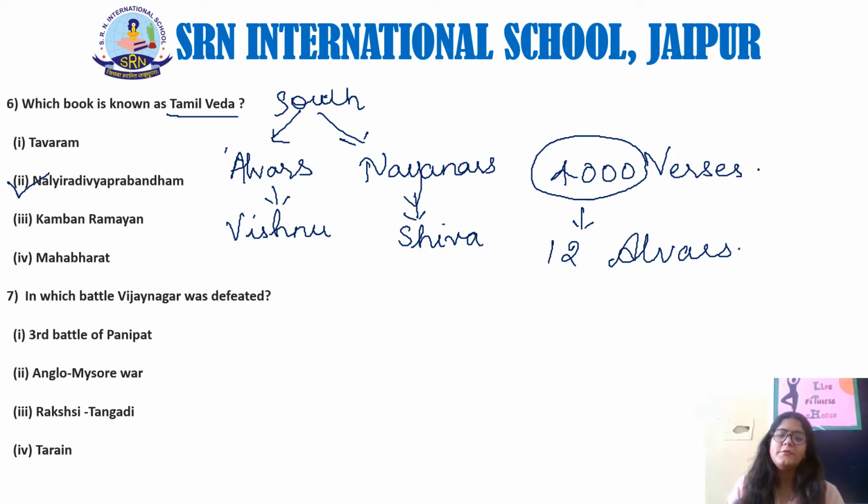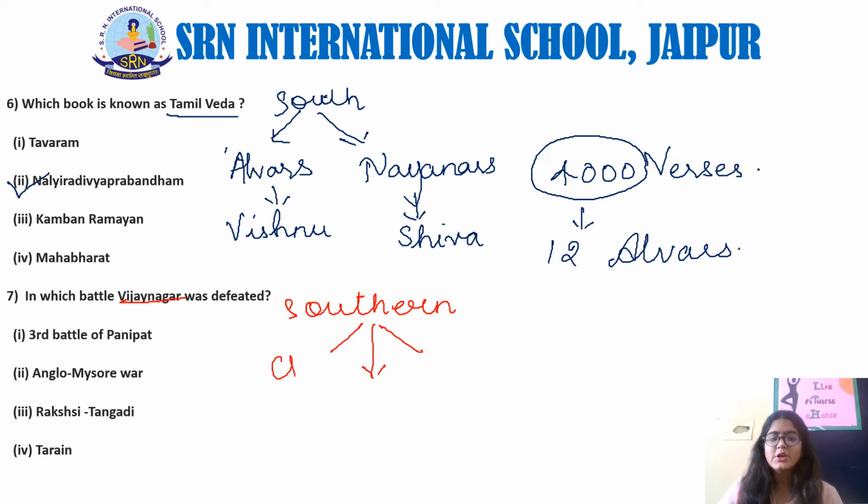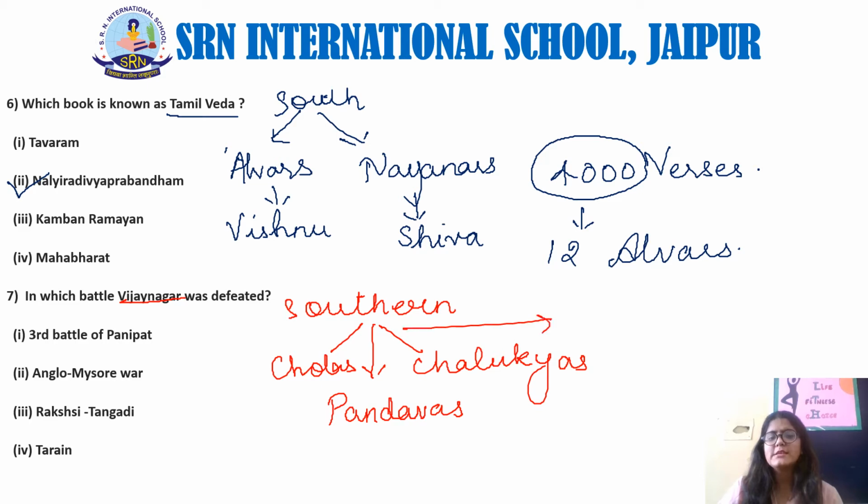In which battle was Vijayanagar defeated? Vijayanagar, as we all know, in southern rule we had types of dynasties: Cholas, Chalukyas, Pandyas, and one more, that is Cheras. Vijayanagar was one such empire, and in which battle you will be knowing that the whole Vijayanagar empire was defeated. That was the answer of this question.